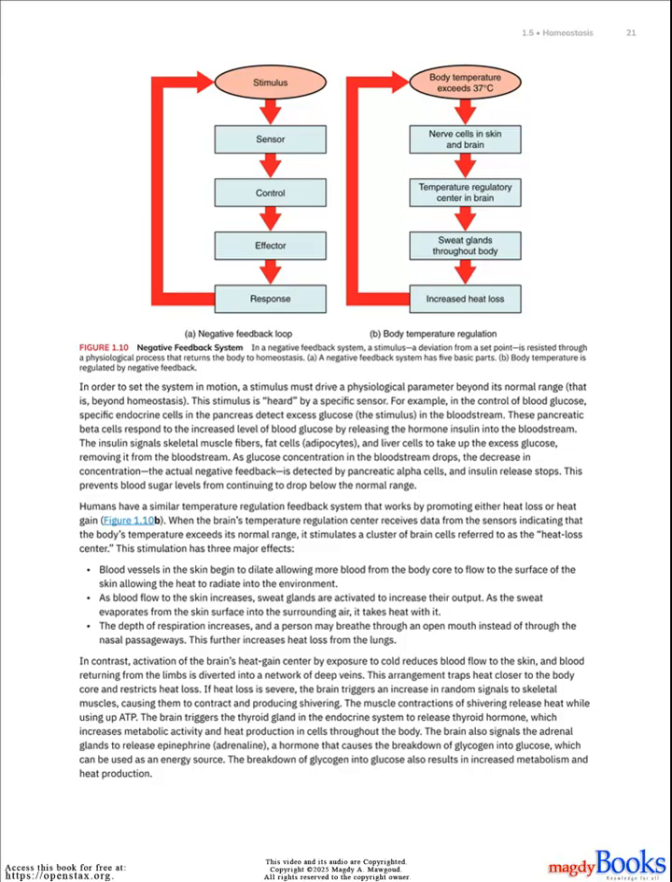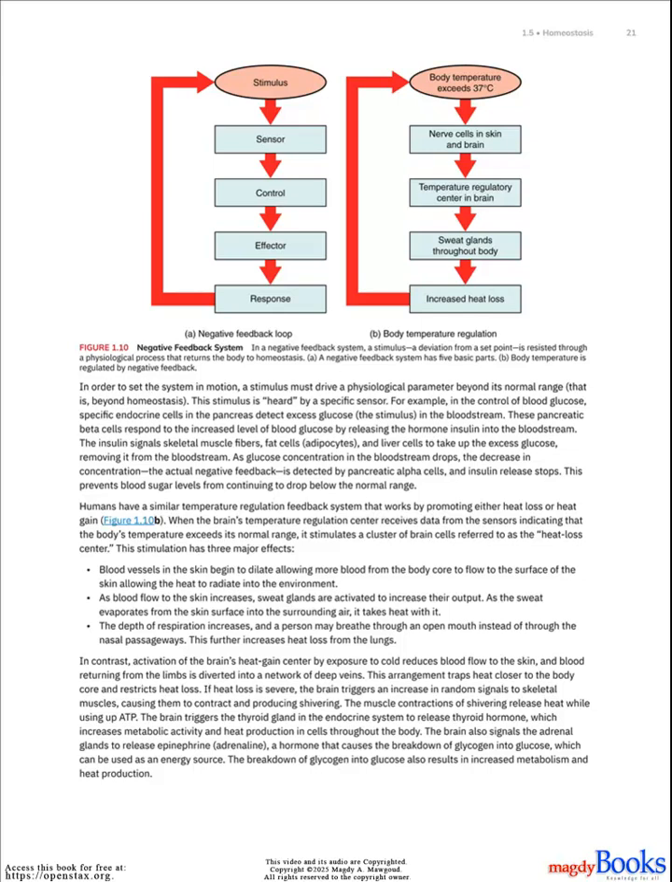Figure 1.10. When the brain's temperature regulation center receives data from the sensors indicating that the body's temperature exceeds its normal range, it stimulates a cluster of brain cells referred to as the heat loss center. This stimulation has 3 major effects. 1. Blood vessels in the skin begin to dilate, allowing more blood from the body core to flow to the surface of the skin, allowing the heat to radiate into the environment.